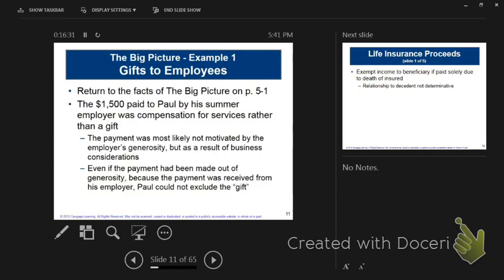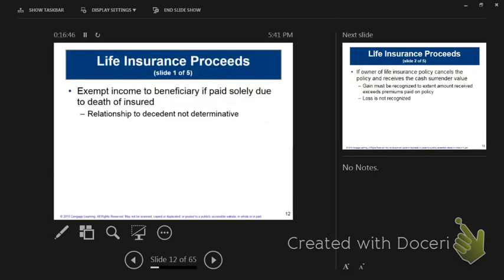Now, before you ask me, how are they going to know? It depends on how they paid him. Okay? If they paid him and issued him a 1099, that's how they're going to know. If they paid him cash, then the company's not doing it right. All right, life insurance. It's exempt to the beneficiary if paid solely due to death. There's other ways that you can get life insurance, so that's what we're going to talk about.